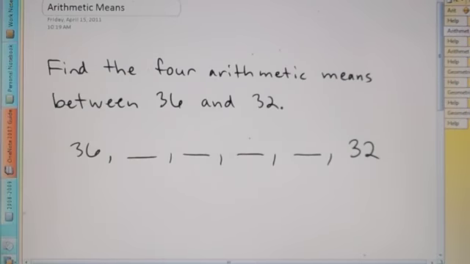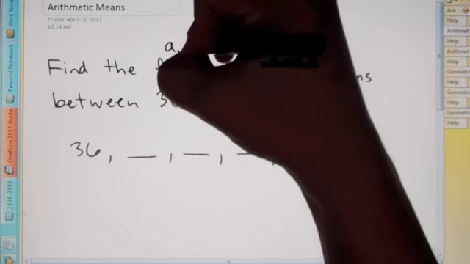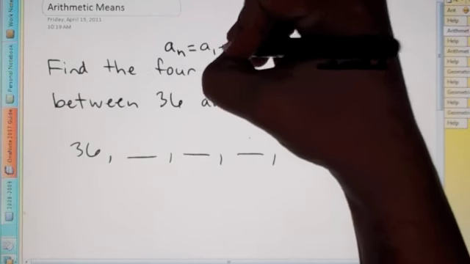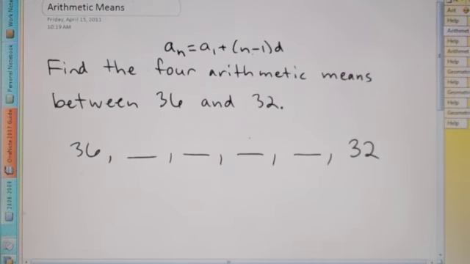Hey Algebra 2, today we're going to talk about arithmetic means. Don't forget that our formula to find a specified term is a sub n is equal to a sub 1 plus n minus 1 times d. Well, it says find the four arithmetic means between 36 and 32.